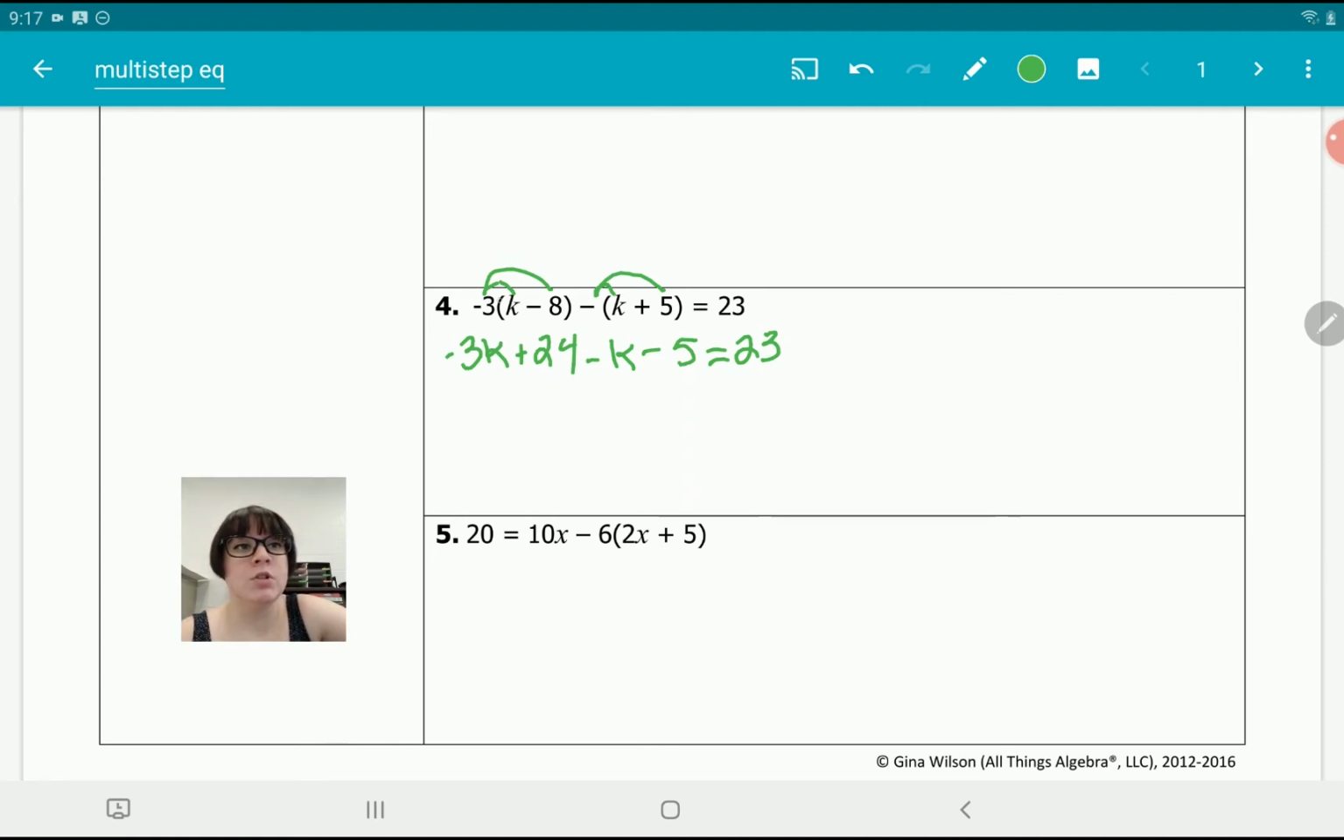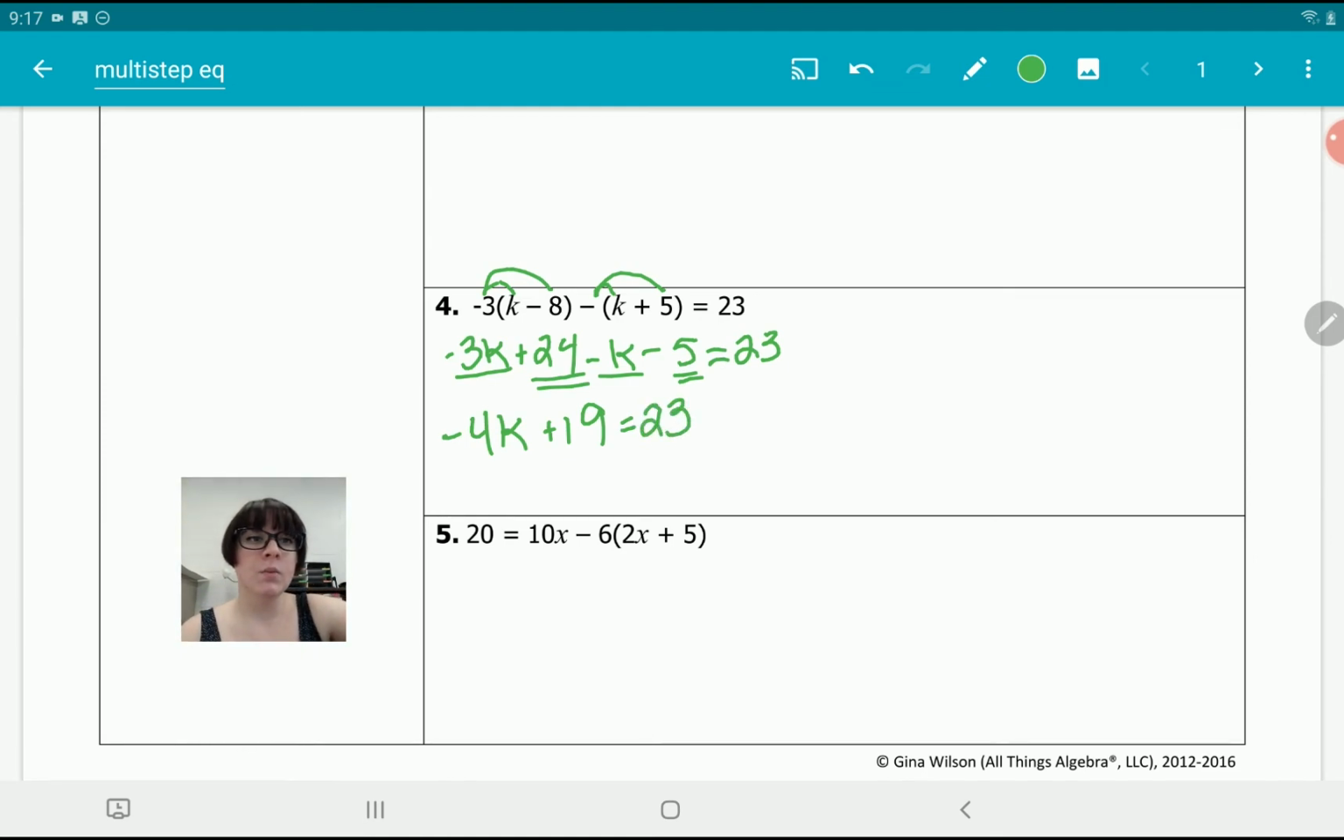So we're just distributing everything that we've got. Now we're going to combine the like terms. So this has a k in it, and this has a k in it. This doesn't. This doesn't. Nothing to do on that side. So we have negative 3 minus 1 more k gives us negative 4k. 24 minus 5 is going to give us 19. And we still have this equals 23 on this side.